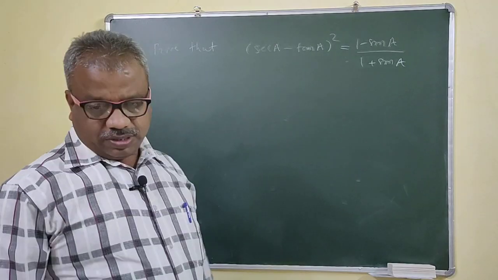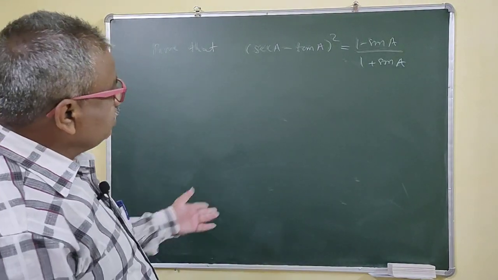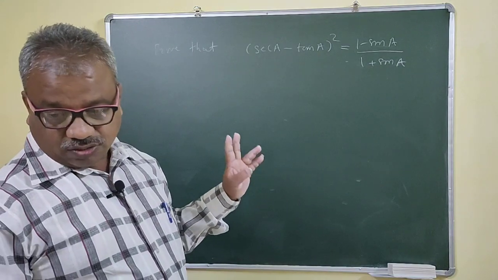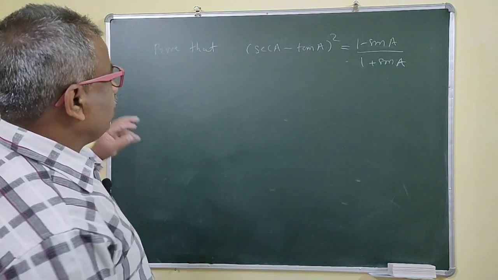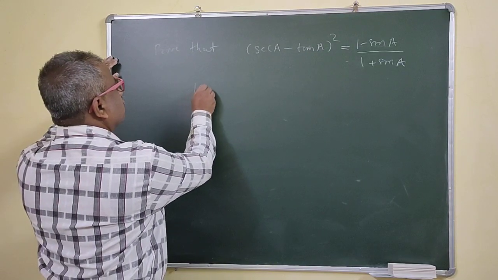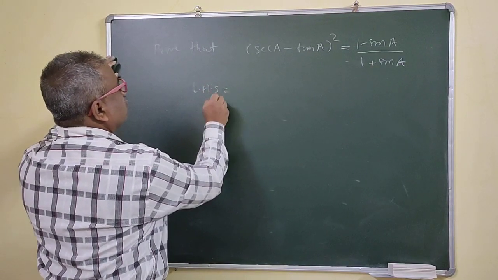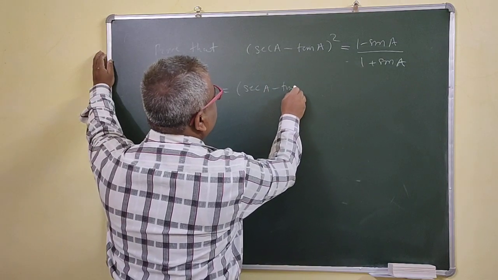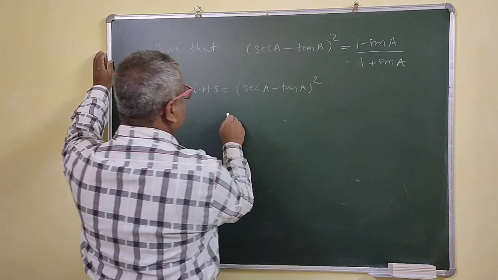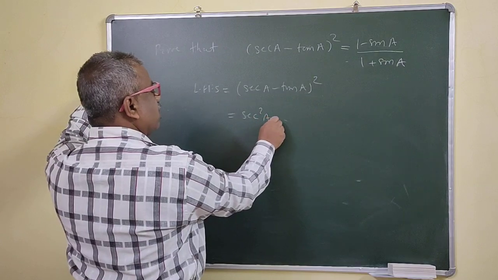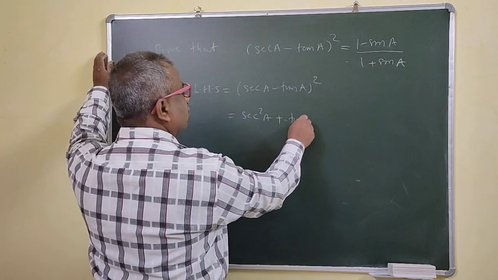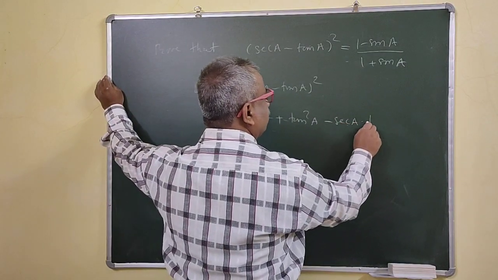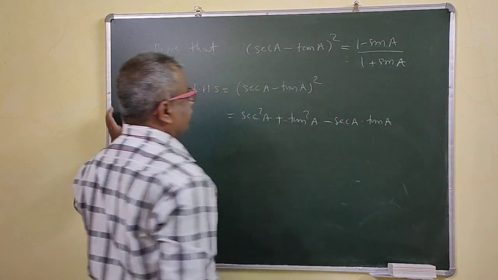Two ways we can do this one. You may take RHS also, you may take LHS also, right? So we'll take LHS now. LHS is equal to (sec A minus tan A) square. Just expand this: sec square A plus tan square A minus 2 sec A tan A.